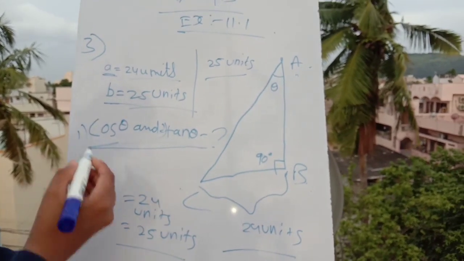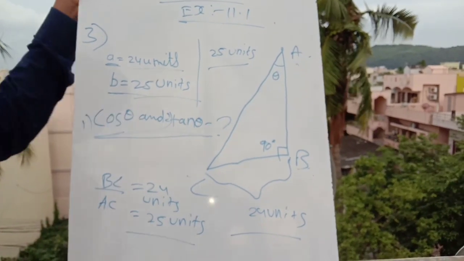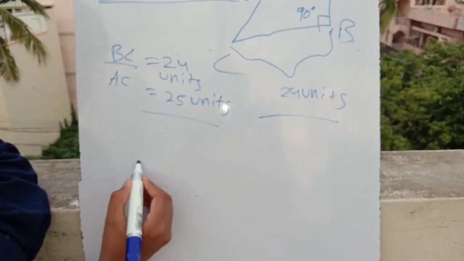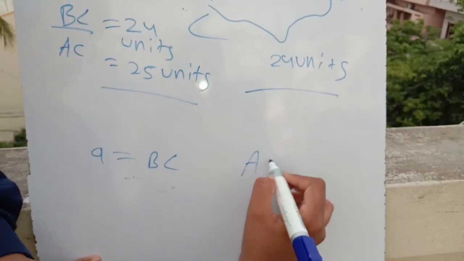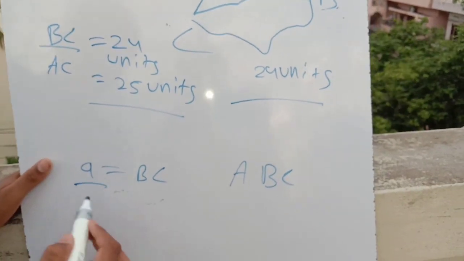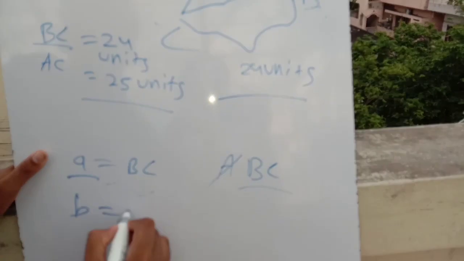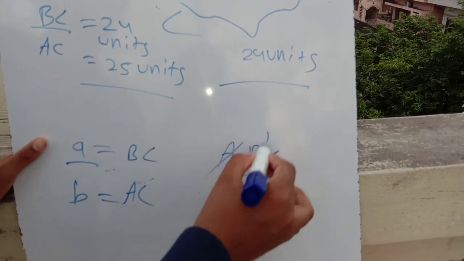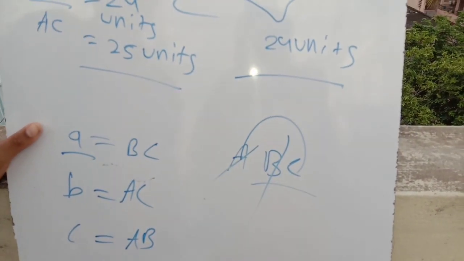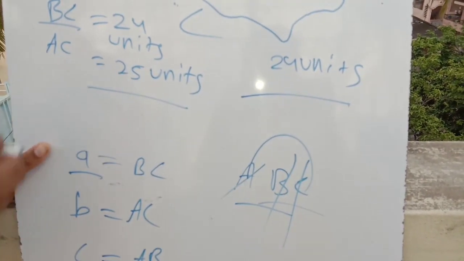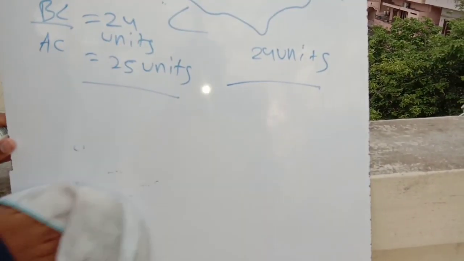When a triangle ABC is given, small a is equal to side BC. We have to see the three letters A, B, C. If he has given small a, then we should cut A and write BC, and side b is equal to AC. If he has given small b, then we cut B and write AC, and small c is equal to AB. If he has given small c, we cut C and write AB. So these are going to be the sides of the triangle.